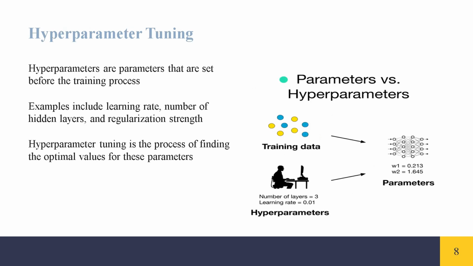Hyperparameters are parameters that are set before the training process. Examples include learning rate, number of hidden layers, and regularization strength. Hyperparameter tuning is the process of finding the optimal values for these parameters.